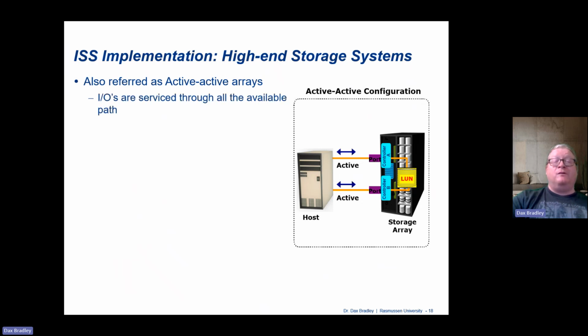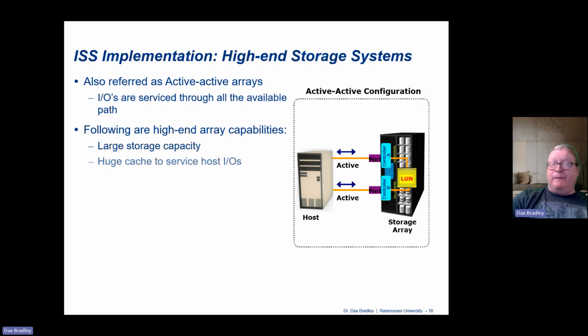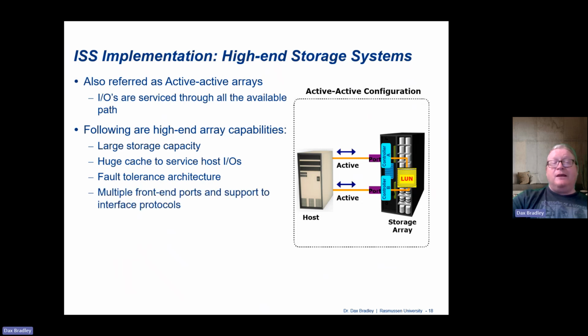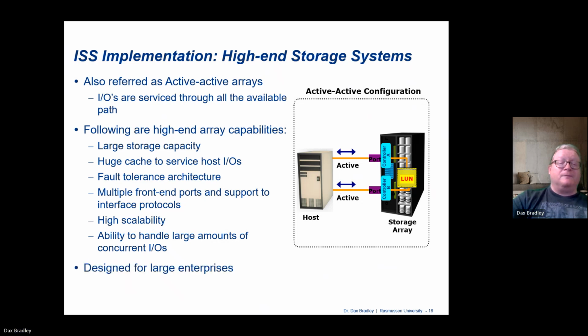IOs are serviced through all the available paths. It's kind of almost a brute force algorithm. Following our high-end array capabilities, they include things like storage capacity, huge cache to service host IOs, fault tolerance architecture, multiple front-end ports, and support for interface protocols. It is also highly scalable, so as the organization grows, it can grow with it to a point, and it provides the ability to handle large amounts of concurrent IOs. It's designed mostly for large enterprises.